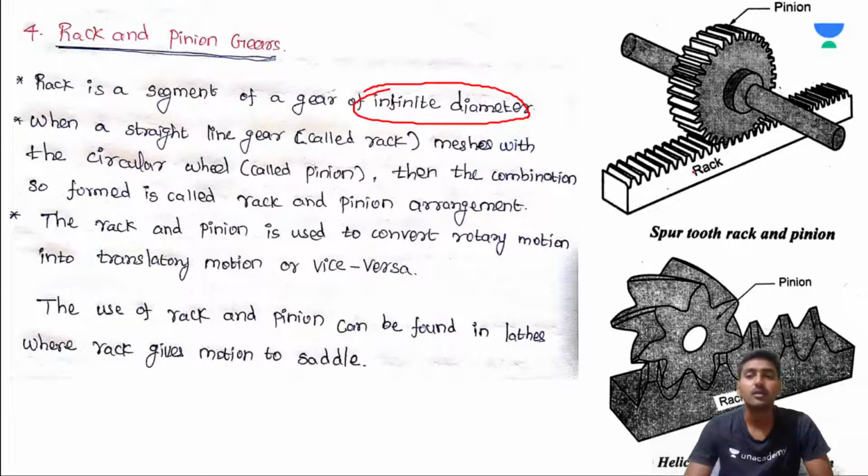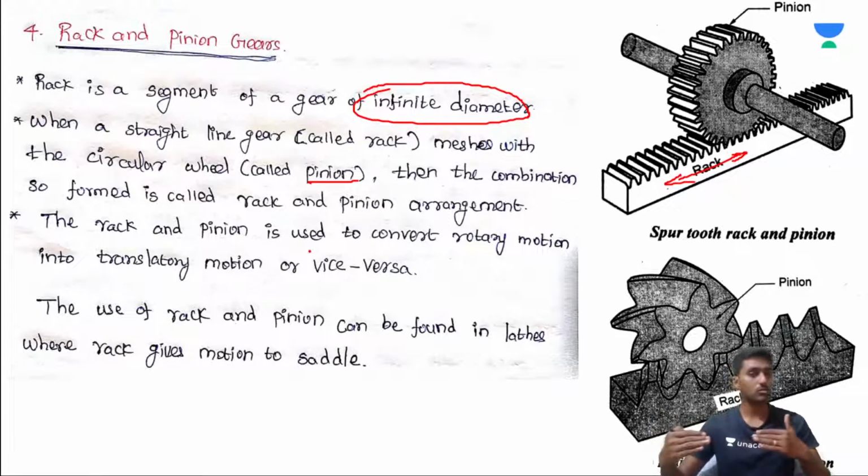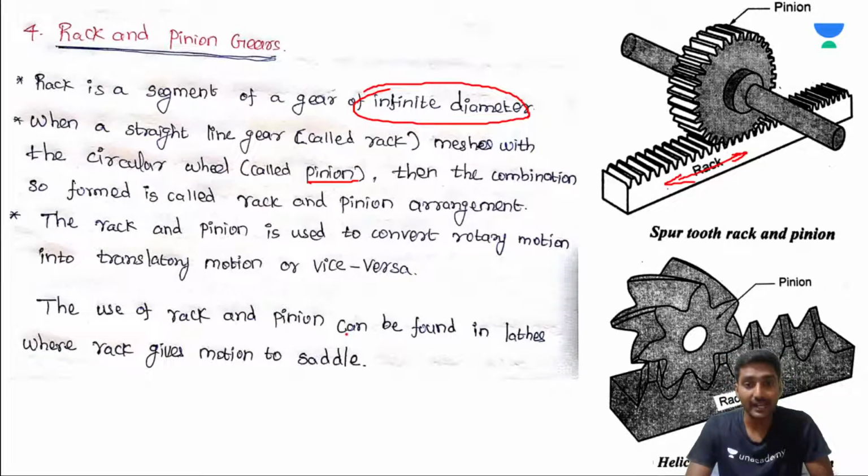Coming to the point, rack and pinion, the rack always has infinite diameter. We can't identify the diameter further, right? When the straight line gear called rack meshes with the circular wheel called pinion, the combination so formed is called a rack and pinion arrangement. The rack and pinion is used to convert rotary motion into translatory motion or vice versa, translatory motion into rotary motion. The use of rack and pinion can be found in lathes, where the rack gives the motion to the saddle.